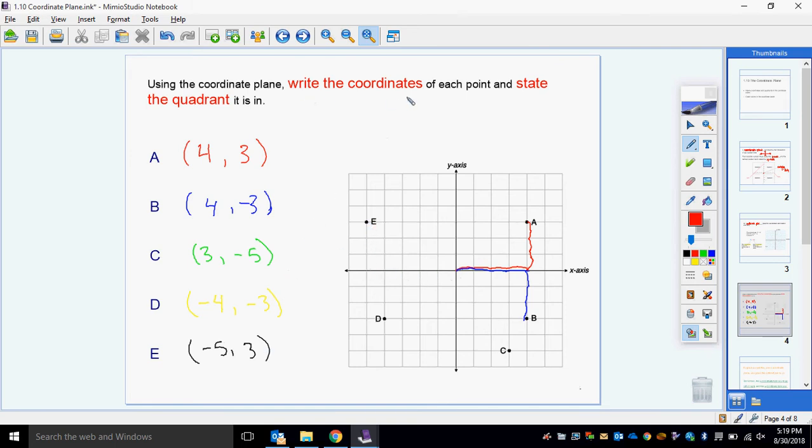So I wrote the coordinates of each point. Now I have to state which quadrant they're in. A is in quadrant 1, so I'm going to put a Roman numeral 1. B is in quadrant 4. I'm going to put 1 before 5 in Roman numerals. This was 1, remember, 2, 3, and down here is 4. C is also in quadrant 4. D would be in 1, 2, 3. And E would be in quadrant 2.